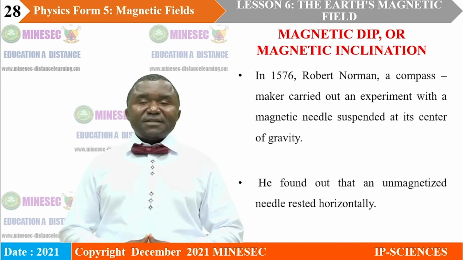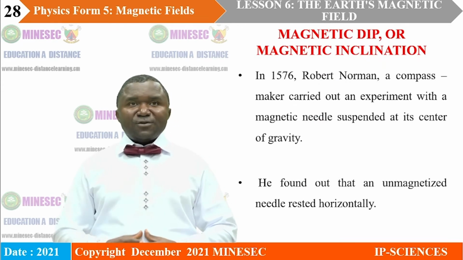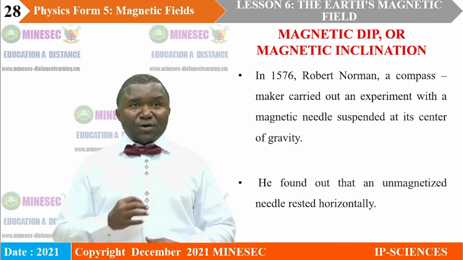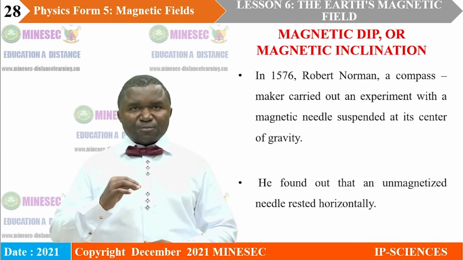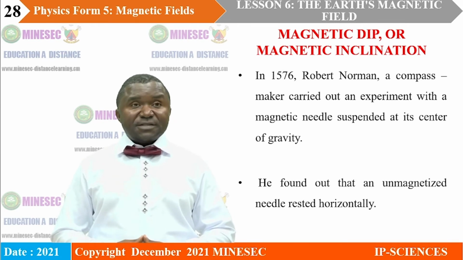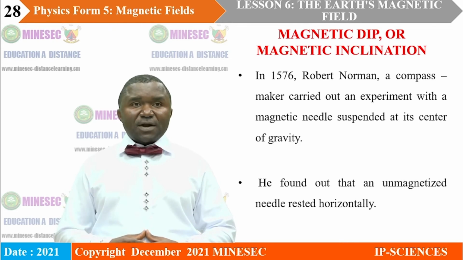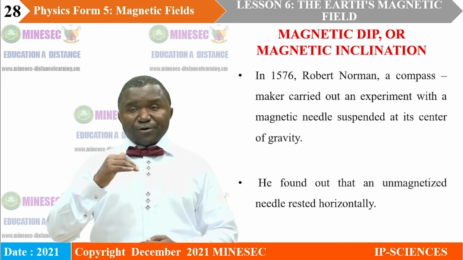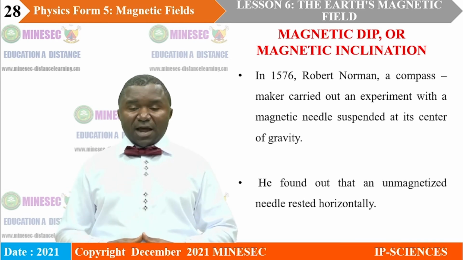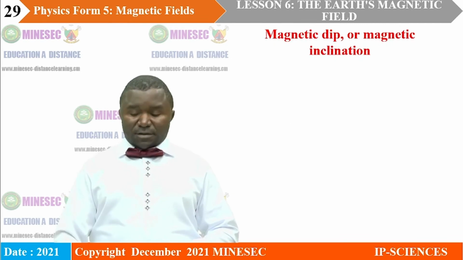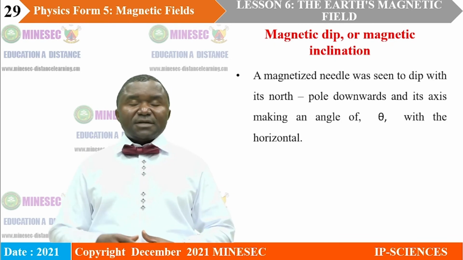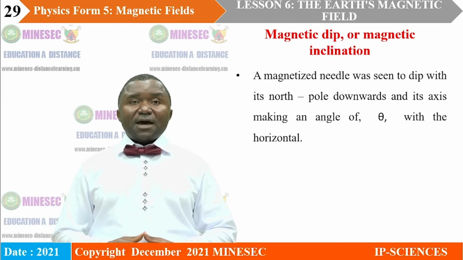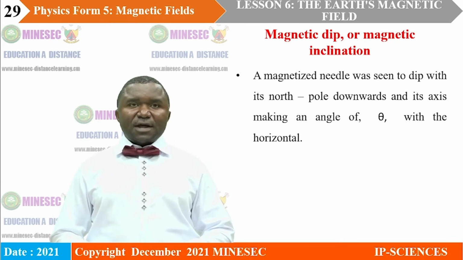In 1576, Robert Norman, a compass maker, carried out an experiment with a magnetic needle suspended at its center of gravity. In this experiment, he found out that an unmagnetized needle rested horizontally if pivoted at the center. But a magnetized needle dips with its north pole downward, forming an angle theta to the horizontal.